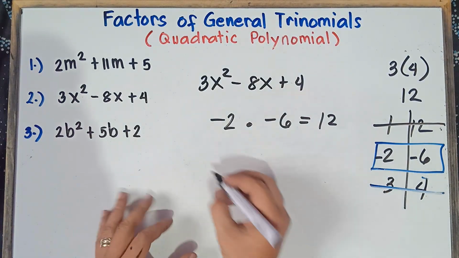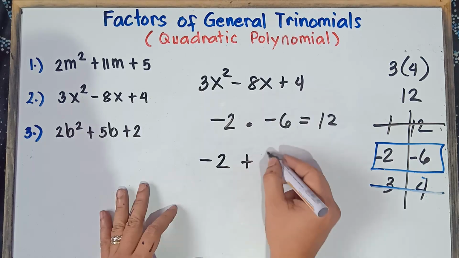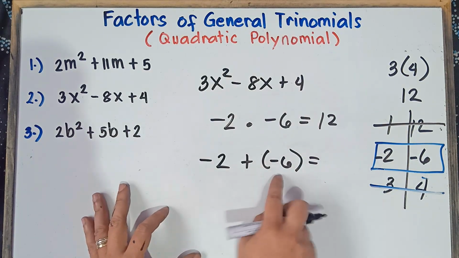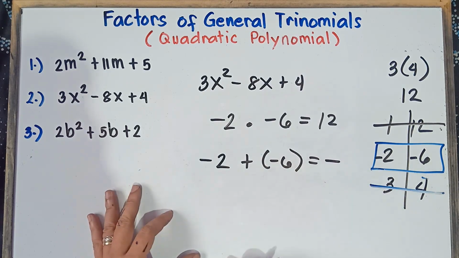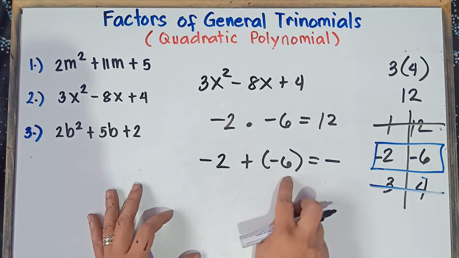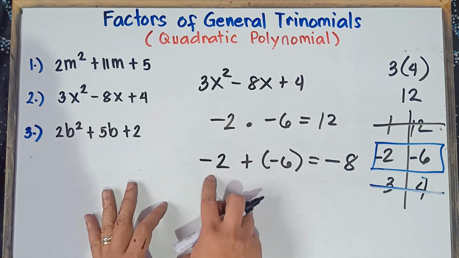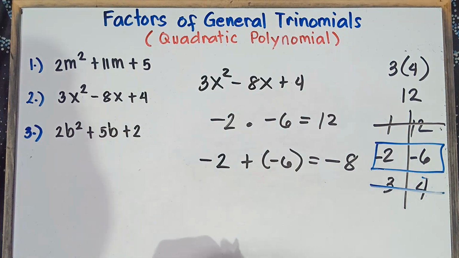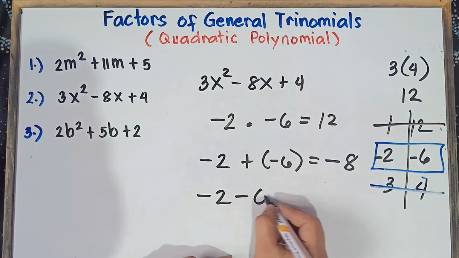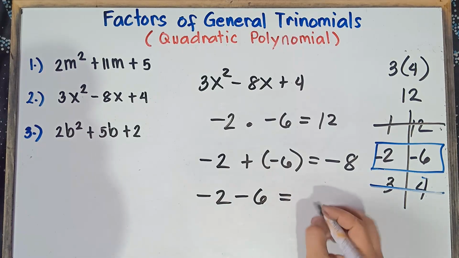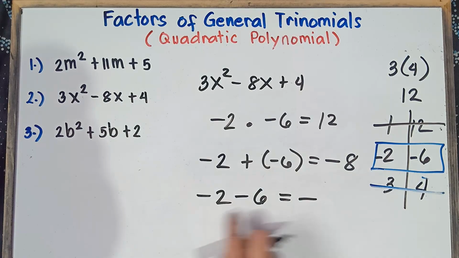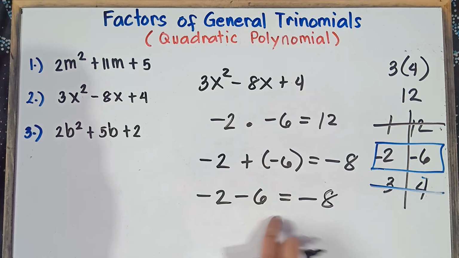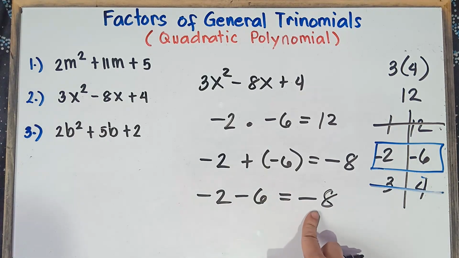Now, if you combine negative 2 with negative 6, rules in adding integers: if they have the same sign, simply copy the sign, simply add the numbers. 2 plus 6 would be 8. So negative 2 plus negative 6, the answer is negative 8. Just think of it this way, class. You have negative 2 and then negative 6, both negative, simply copy the negative sign, simply add the numbers. 2 plus 6 would be 8. Negative 2, negative 6, if you combine, that would be equal to negative 8.